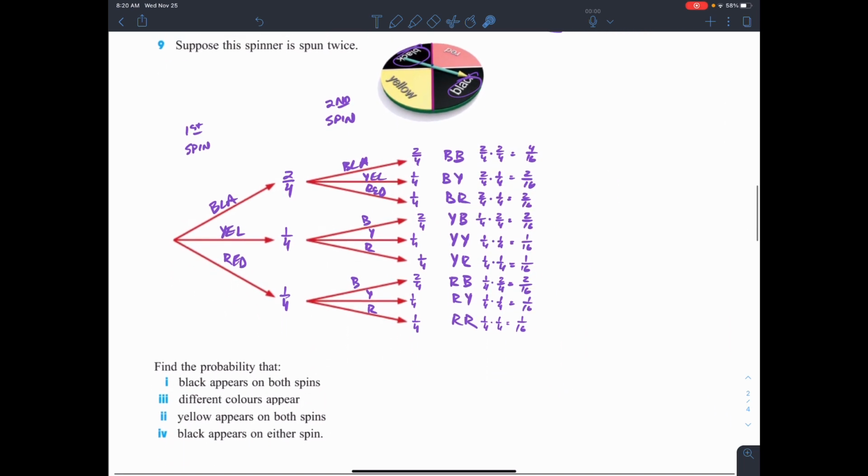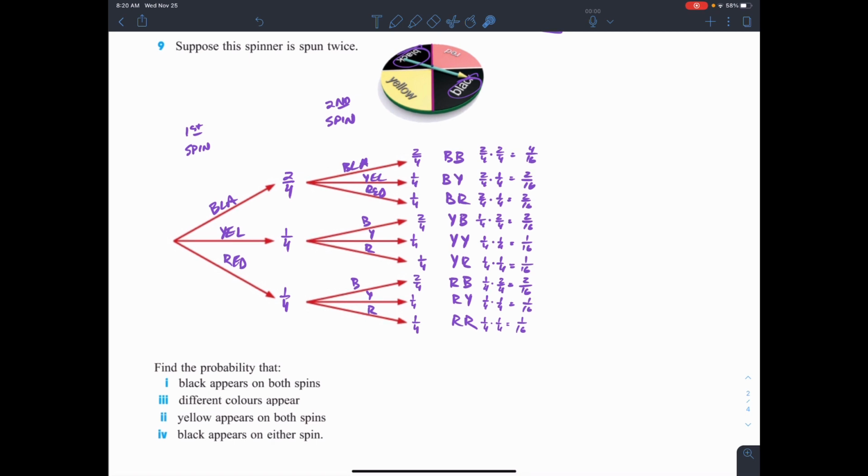All right, so let's find that black appears on both spins. That's going to be looking at just this branch right here. Black appears on both spins, so that's going to be 4 out of 16. What is the probability that we have different colors appear? Different colors: we've got black and yellow, black and red, yellow and black, yellow and red, red and yellow, and red and black. I forgot that one.